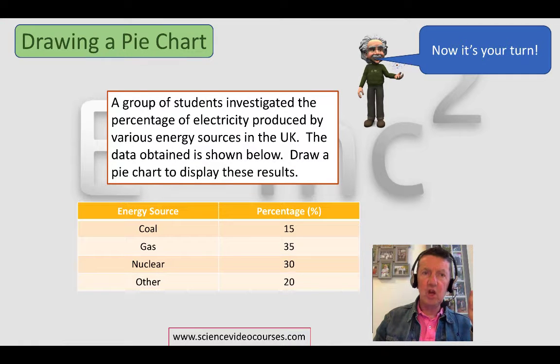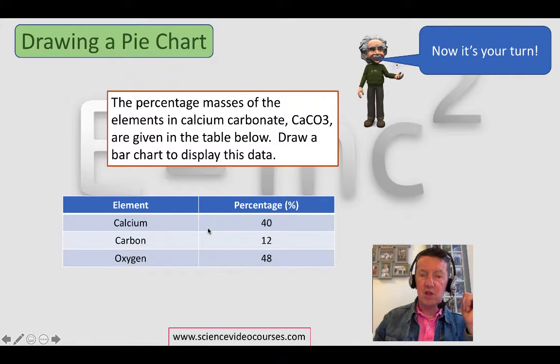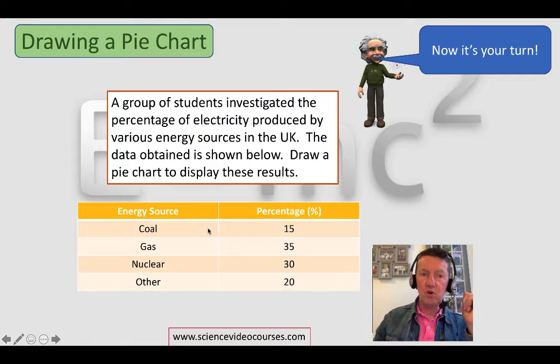Another example, a group of students investigated percentages of electricity produced by various energy sources in the UK. The data obtained is shown below. Do a pie chart to display the results. We've got coal, oil, nuclear, gas, other, and there's the percentages. So simply, as we've done before, work those out as degrees around our pie chart and draw it in.